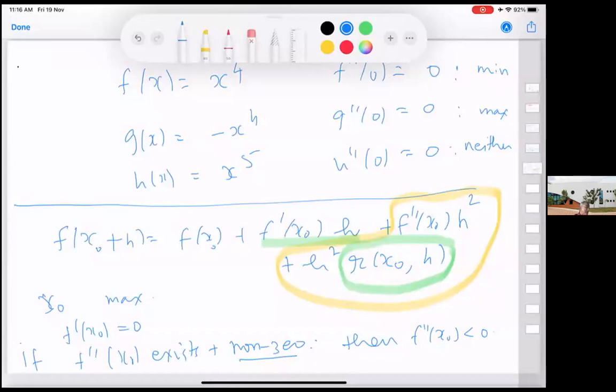So this is not proving that if you have a maximum, then the second derivative, if it exists, must be negative. No. If it is non-zero, then it should be negative. And by changing sign from f to minus f, likewise, we can get that if it is a minimum, then the second derivative should be positive.